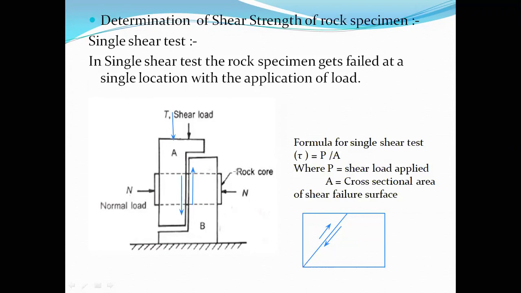So the formula for the single shear test, because it fails only at a single location, is tau, the single shear strength, equal to P by A. P is the applied shear load, and A is the cross-sectional area of the shear failure surface of the rock specimen where it fails. So P by A will give the shear strength of the rock specimen using the single shear test. Okay, let's move on.